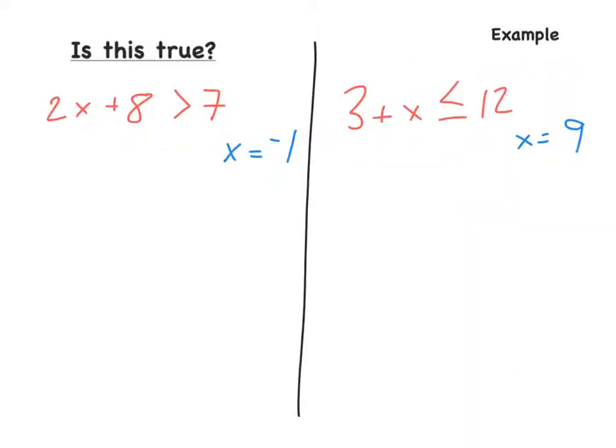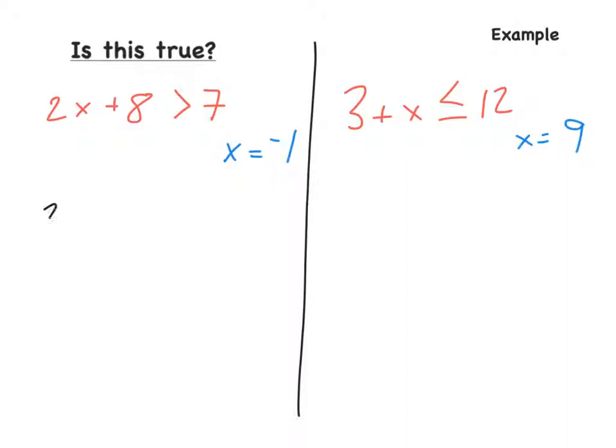Now we have a couple of inequalities. I'm going to do the first one over here to the left, and you're going to do the one over to the right. All that I want to know is if I substitute in this -1 for x, is this inequality, this sentence, still going to be true? So the very first thing I'm going to do is rewrite this, and instead of writing x, I'm going to write -1.